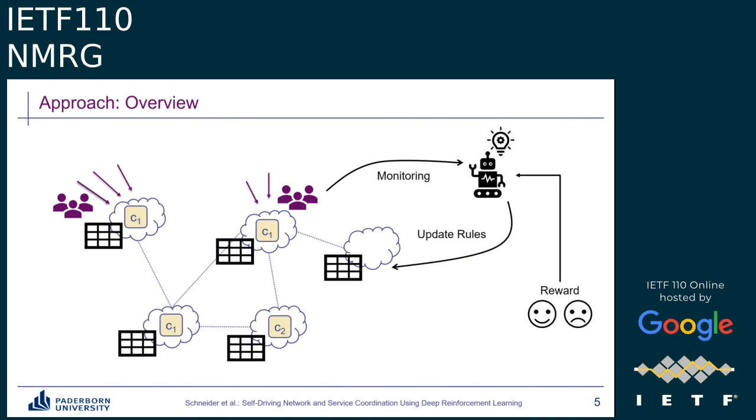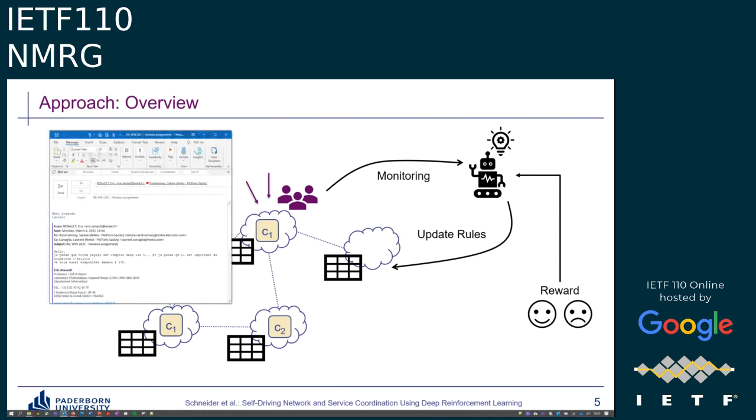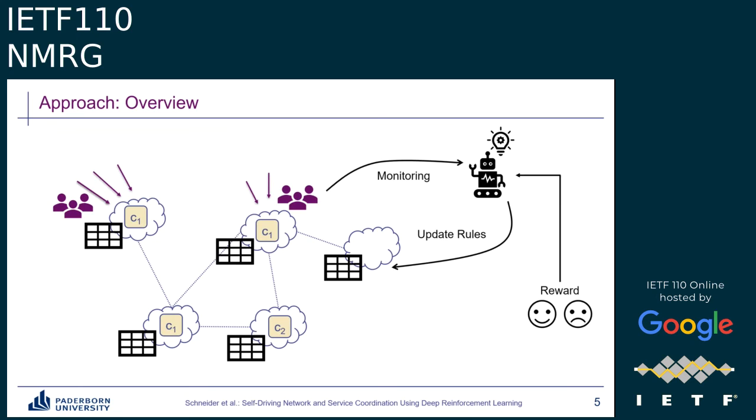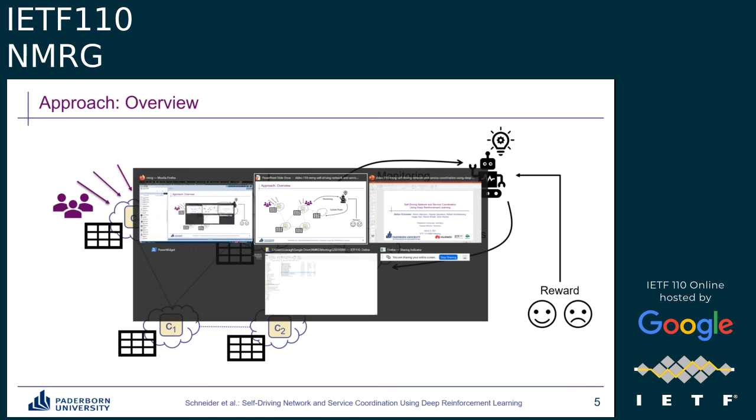Yes, so here's an overview of that approach. On the left side, you see the network, and in that network, every compute node has a scheduling table, and these scheduling tables basically are rules that are applied to incoming flows locally at runtime. And then on the top right corner, you see our RL agent, or reinforcement learning agent, that periodically monitors the network, gets information about what's going on, and then updates these rules inside these scheduling tables, for example, to change load balancing, change the scaling or placement.